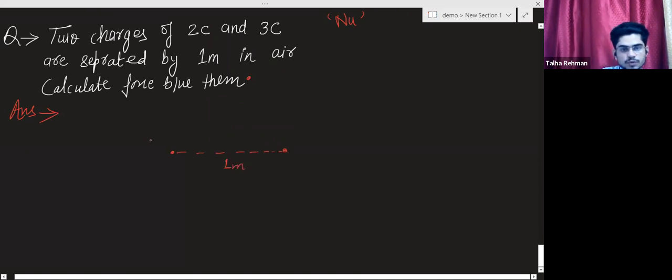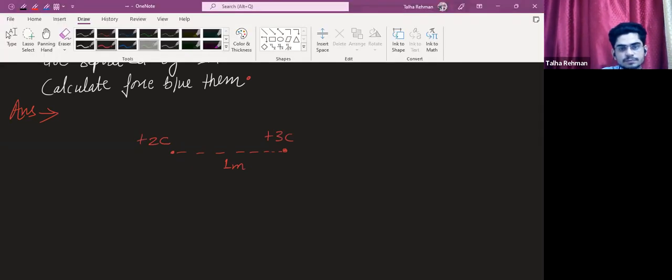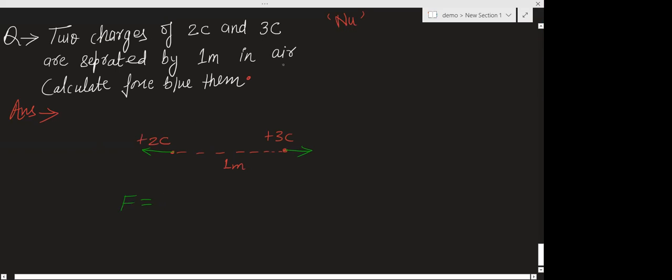Here is a 2 coulomb charge, and here is a 3 coulomb charge, and these are positive charges. So it means that they will repel each other like this. And what is the value of force? We know the formula to calculate it, and these charges are placed in air, so we have a formula for air.